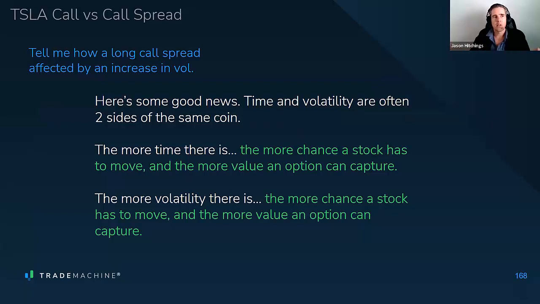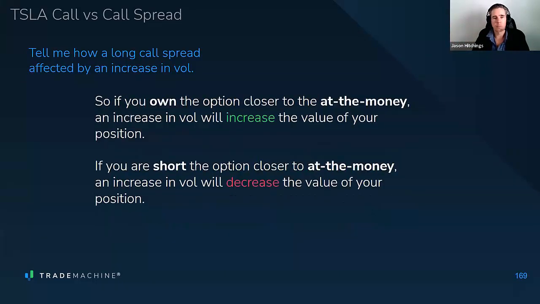The more time there is in an option, the more chance there is for a stock to move up and down, and the more chance there is to capture theoretical value in the underlying. But the more stock moves, then also the more chance there is for the option to capture that movement. And so almost everything that you can say about how increasing time affects the value, you can say about how increasing volatility affects the value. And with the spread, it's the same.